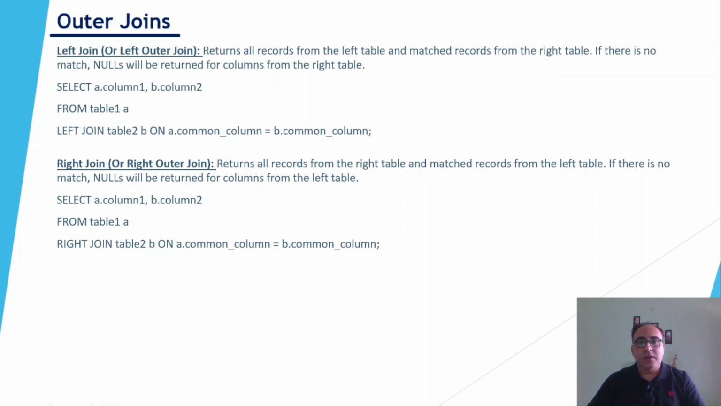Right join ensures that all the records from the right table are present in your result. If there is any direct match with the left table, then those column values will come in your result. If there is no direct match, then null will be represented in those columns.